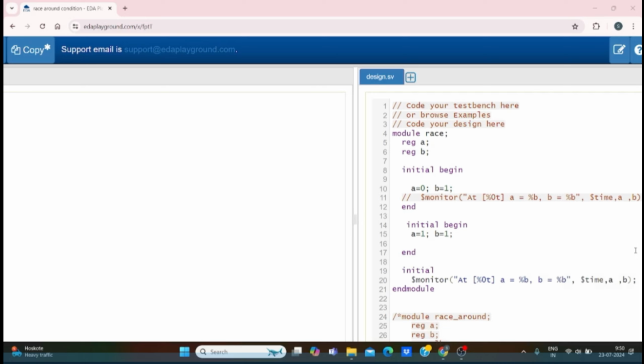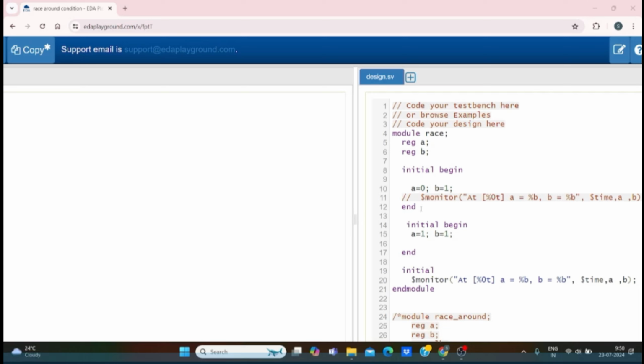Now, let me explain this with an example so that you get a clear idea of what this race around condition is. If you see here, I have taken two initial blocks. In both initial blocks I have taken the same variables, A and B, but with different values. In the first initial block, A is 0 and B is 1, whereas in the second initial block, A is 1 and B is 1.